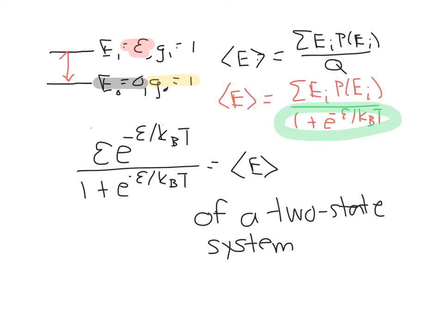On the other hand, if the degeneracy of the upper state increases, then that will tend to increase the fraction in the upper state, because there's more ways to make the upper state, and so we're going to end up with more particles in the upper state. So as the degeneracy of the upper state increases, the average energy will increase due to the fact that you get more particles in the upper state. The more particles you have with higher energy, the higher the average energy.